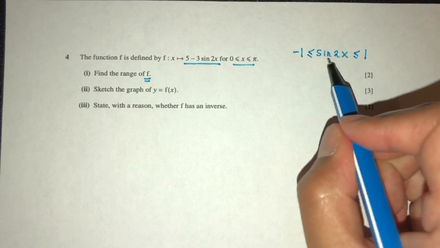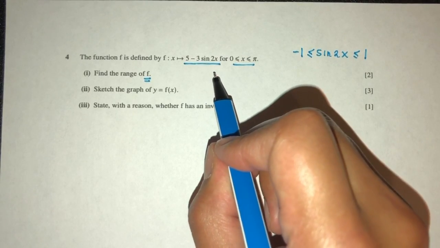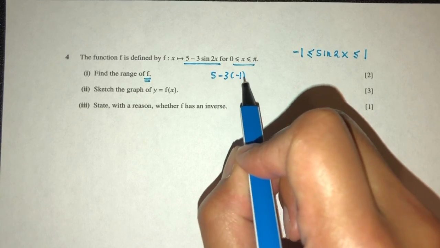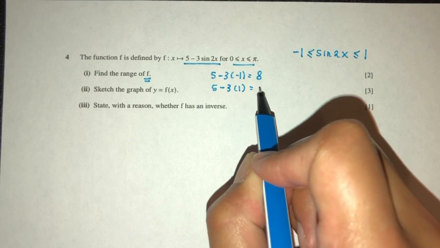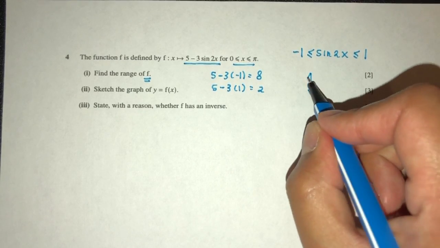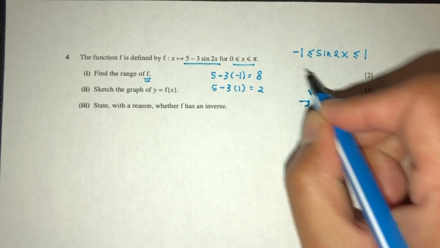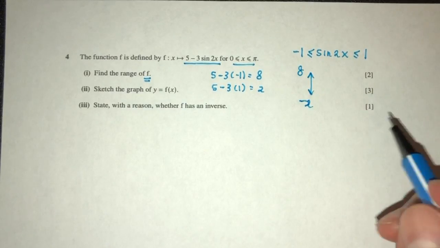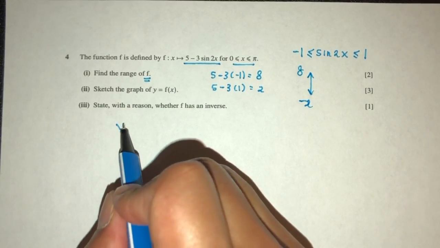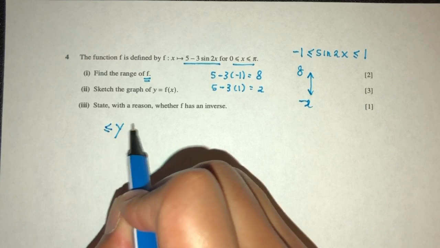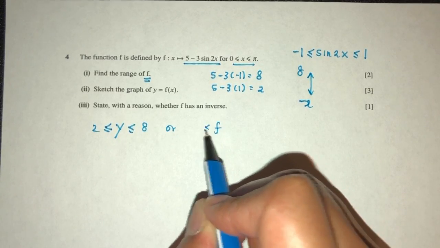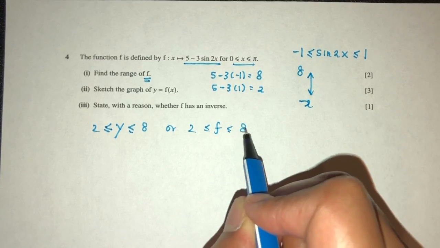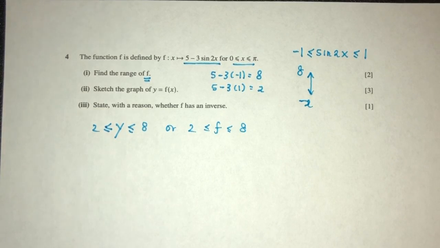So when the value here is -1, that will be 5 minus 3 times -1, which should be 8. When the value is 1, that should be the value of 2. So the range is between 2 and 8. The range we describe by f or by y. You can write y is between 2 and 8, or you can write f is between 2 and 8. Okay, that is part 1 of the question.